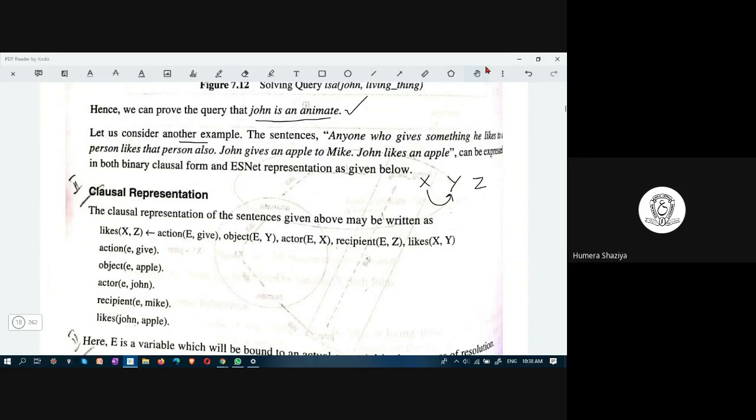And it is said that John gives an apple to Mike. John is giving an apple. Here we are binding variables with values. What are the values for X? For X, we can say that it is John. For Y, it is Apple. For Z, it is Mike.